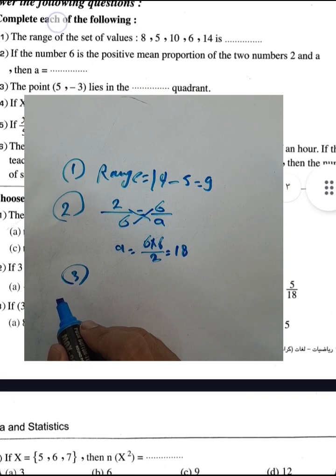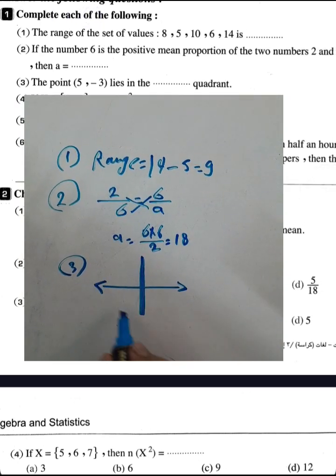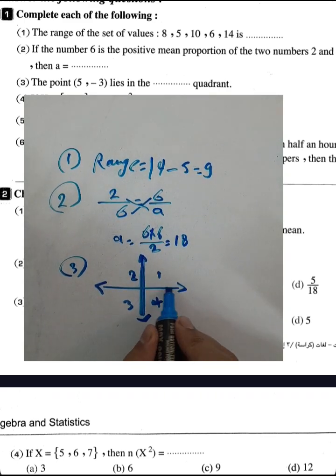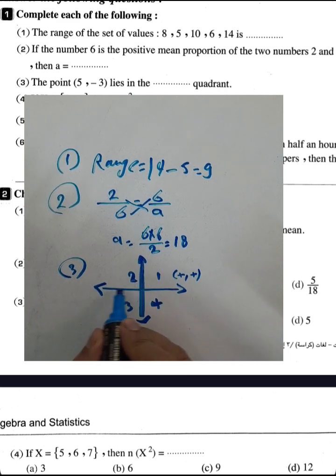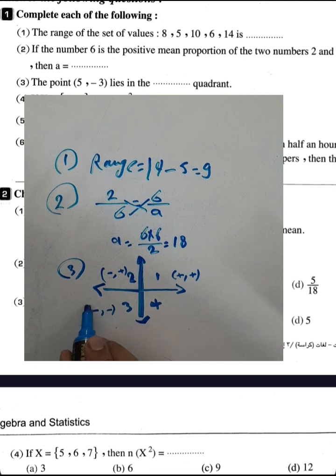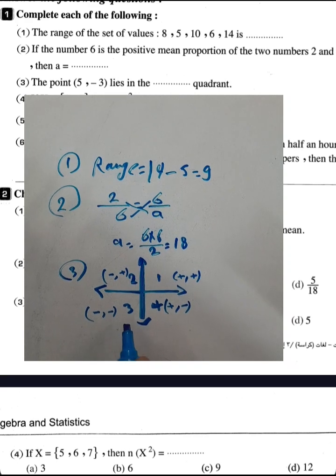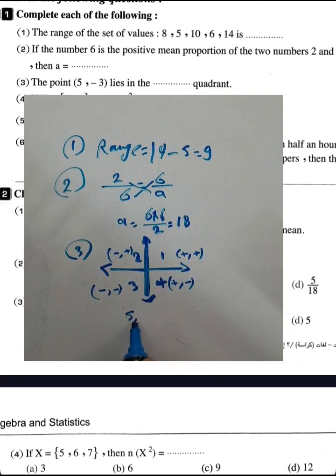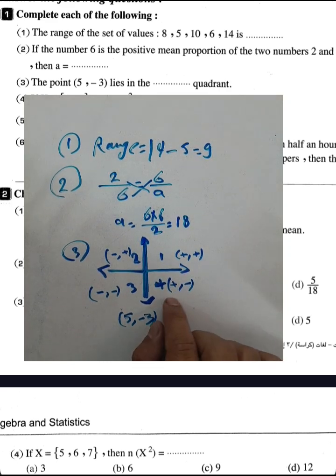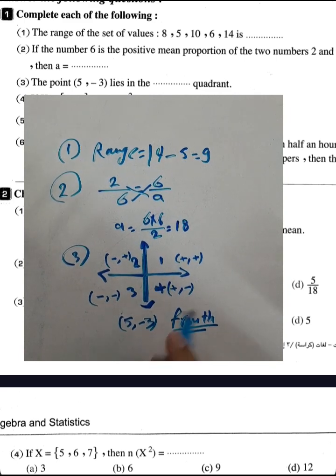Question 3. The point (5, -3) lies in which quadrant? We have the first, second, third, and fourth quadrants. First is positive and positive, here negative and positive, here negative and negative, and here positive and negative. We have the point 5 and negative 3. The positive and negative lies in the fourth quadrant.